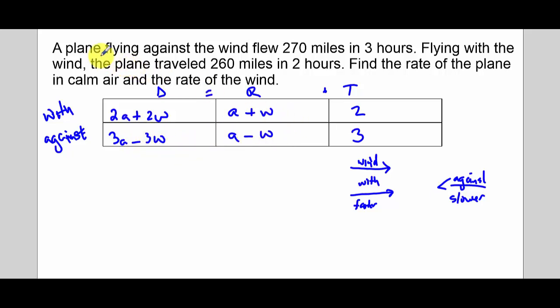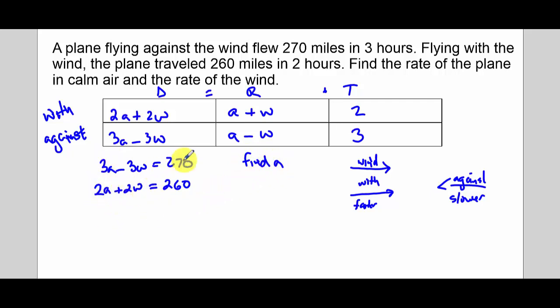And you'll notice the plane flies 270 miles there and 260 miles back. So there we're flying against the wind. So 3a minus 3w is 270. And going back, we're going 260. And that's 2a plus 2w. All right, and we want to find the rate of the plane in calm air, which is just a. We're going to find a. So in this case, we have our system.